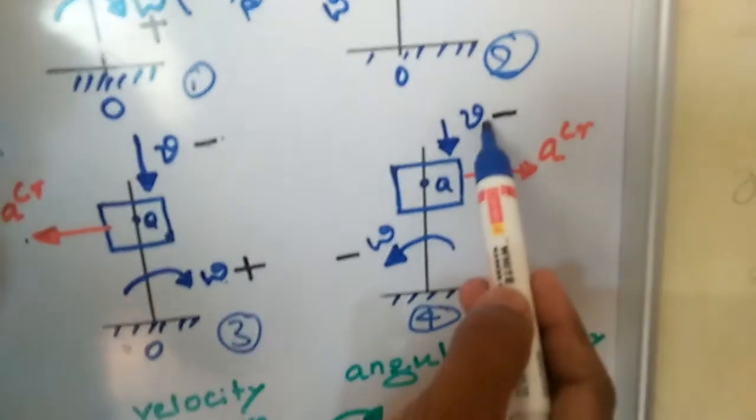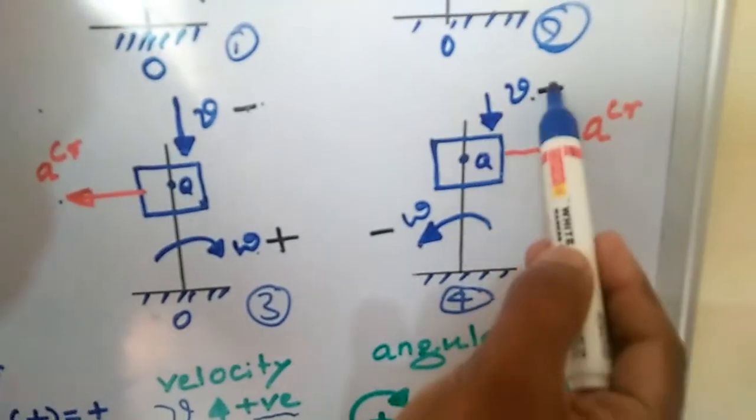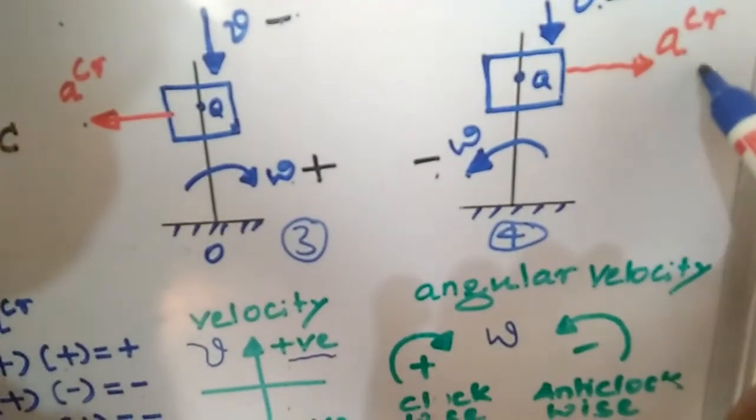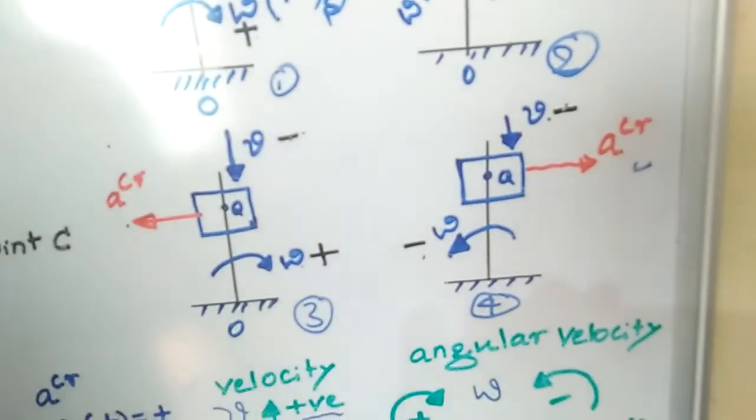Then come to the fourth one. The velocity is negative, and the angular velocity is also negative. Then minus minus comes as a plus. Plus means you have to take it on the right-hand side. That Coriolis component is positive.